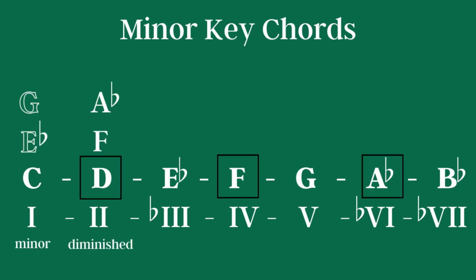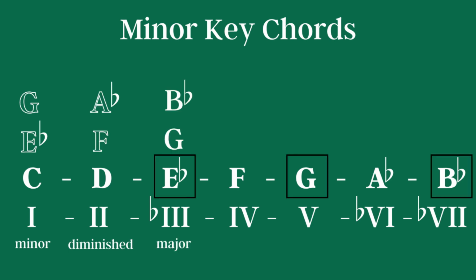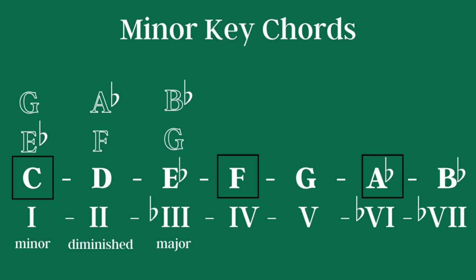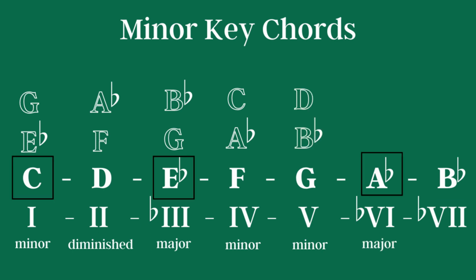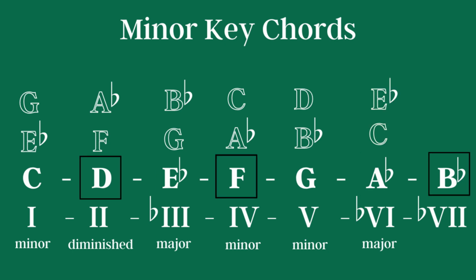Next is D, F, and A flat, which is a D diminished triad. E flat, G, and B flat is E flat major. A flat, C, E flat is F minor. G, B flat, D is G minor. A flat, C, E flat is A flat major. And B flat, D, F is B flat major.